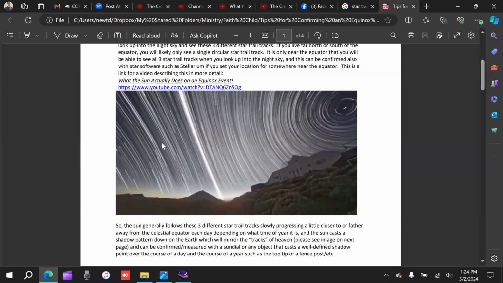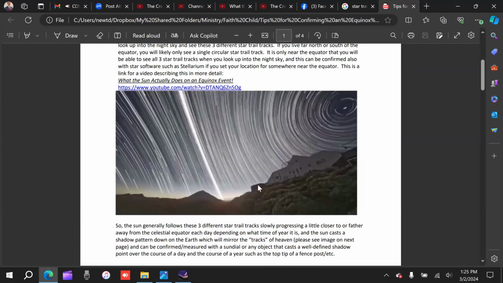It's only near the equator that you actually get to see all three of these line patterns at once, and I'll show you that in Stellarium. But yeah, what's happening is, for anyone who doesn't know, this is just a slow motion picture that's taken like every 5 minutes. They take a picture of the night sky as the stars are progressing across the sky, and it just ends up making these star trail pictures.